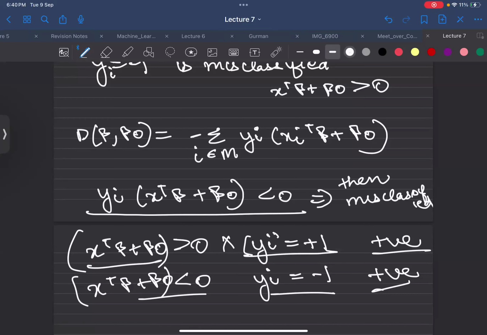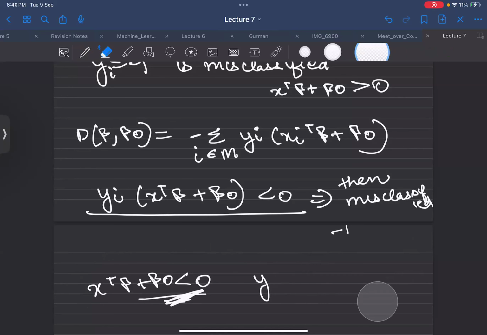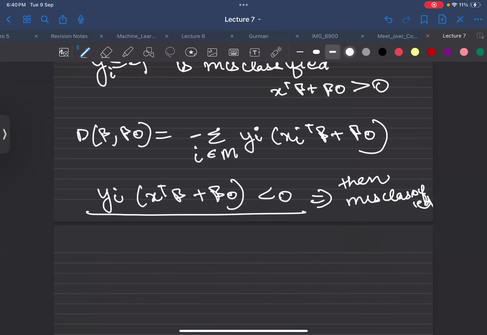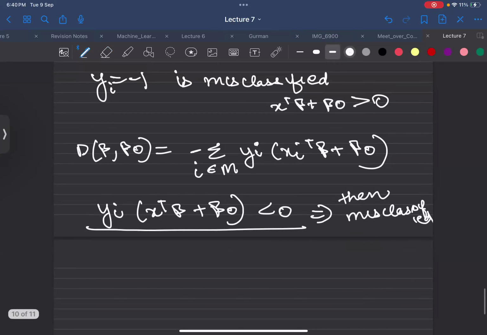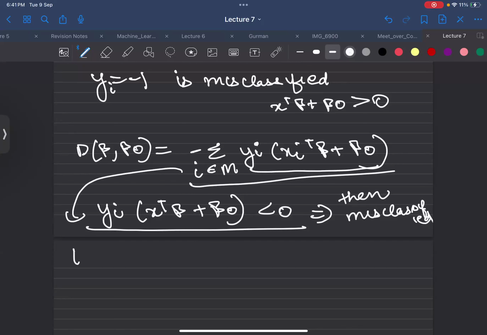So if it's negative, it means either this is negative and I am misclassifying it as +1, or this is positive and I am misclassifying it as -1. So if the multiplication of them is negative, then it is obviously misclassified. Correct? So what I'm trying to say, these are basically the set of all i belonging to M. These are all the set of misclassified points.